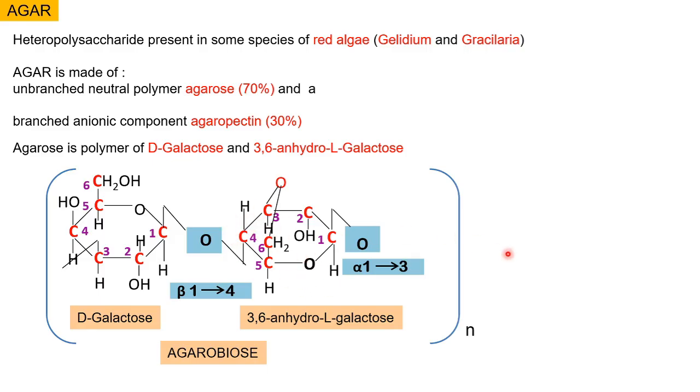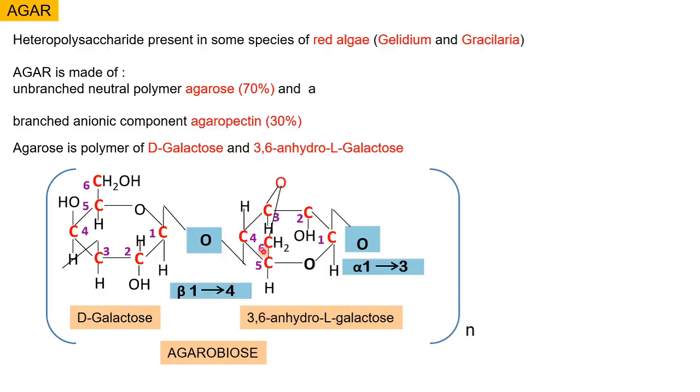But in the next sugar unit, this 3,6-anhydro-L-galactose is connected with the next D-galactose through the third carbon. So the first carbon of this sugar is attached with the third carbon of this sugar, meaning D-galactose. So they have two different types of linkage, a beta 1,4 linkage here and a beta 1,3 linkage here. The repeating disaccharide unit of agarose is called agarobiose. So we can say that agarose is a repeating heteropolysaccharide of agarobiose.